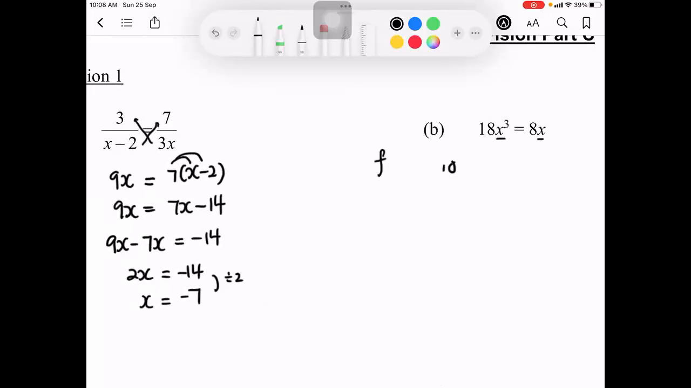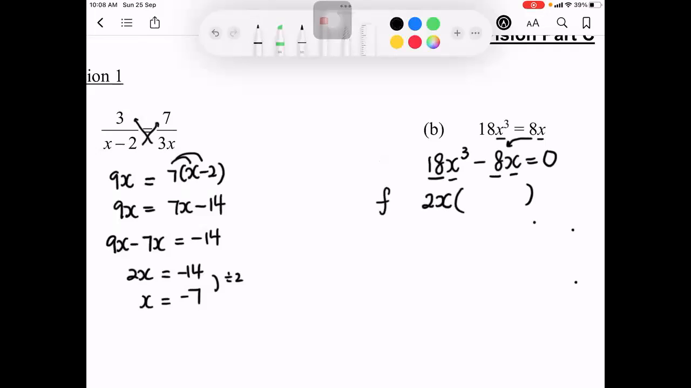So this one, I'll get 18x cubed minus 8x equals to 0. I'll shift this one over here. Then I try to factorize. First one is shift. Second one, I factorize out the common factor. 18 and 8, what's the common factor? 2, is it 2? Then 2x. x, yes, thank you very much, x. Then here got two numbers inside my bracket. When I factorize out, should also have two numbers.